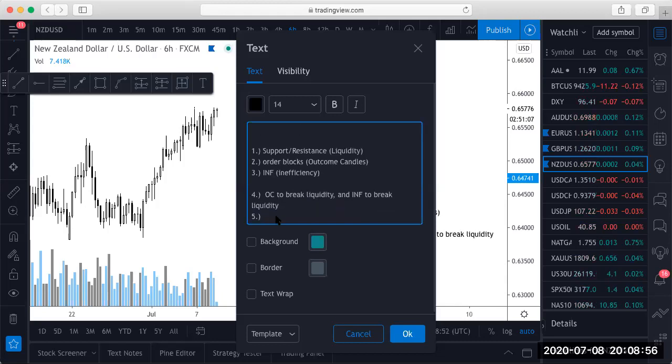And then we've got number 5, which is the 0.768 and then 0.88 fib levels. And this is just going to show premium or discount pricing.